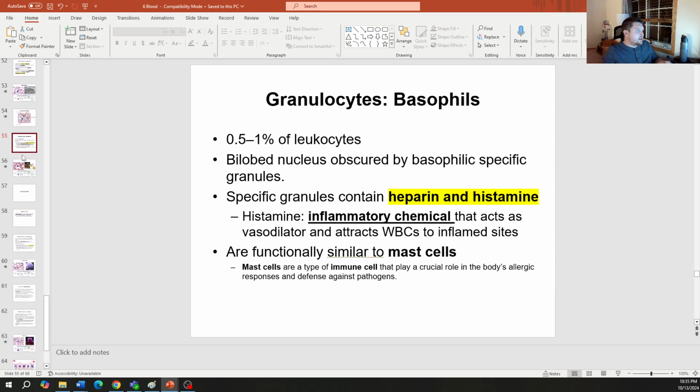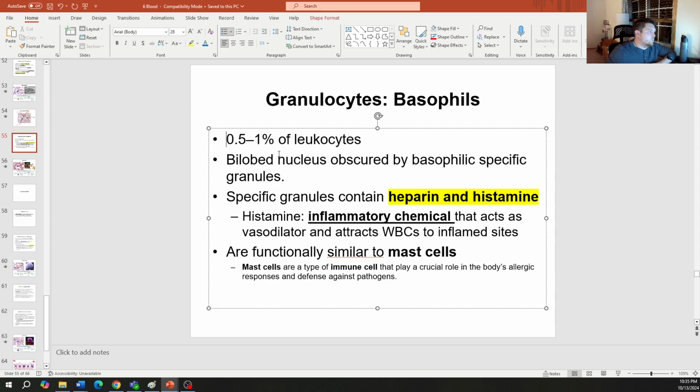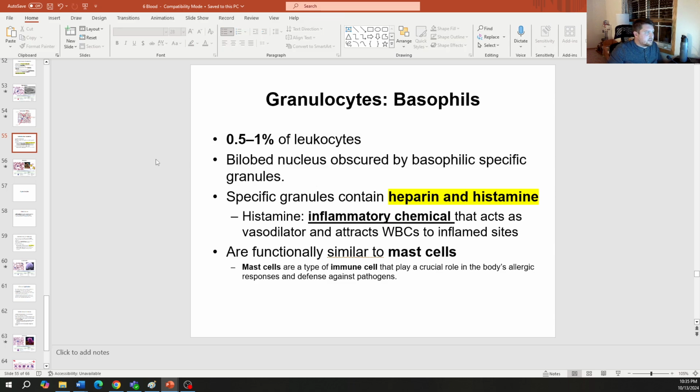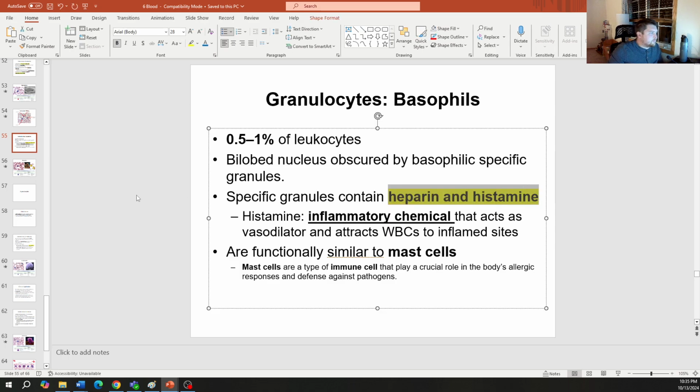Okay, moving on. Basophils. Basophils, remember, these are our least common. Never let monkeys eat bananas. Bananas being the least. So this is 0.5 to 1% of all of our leukocytes. They have a bilobed nucleus, obscured by basophilic specific granules. These granules contain two chemicals, heparin and histamine.